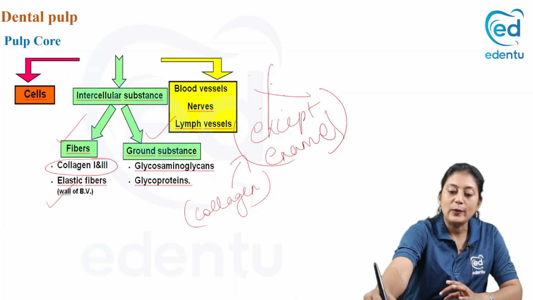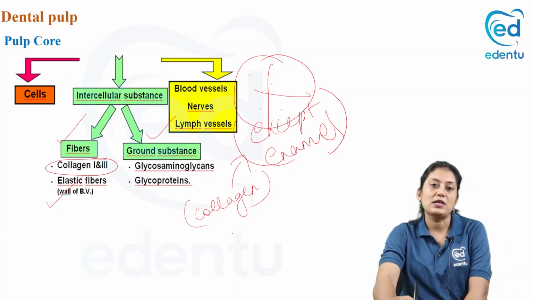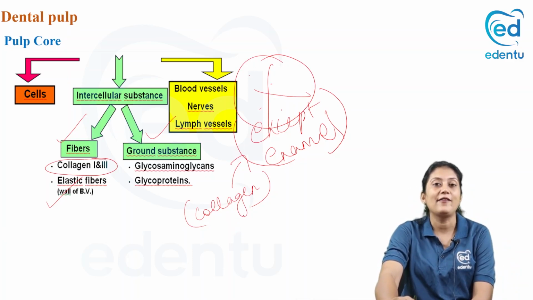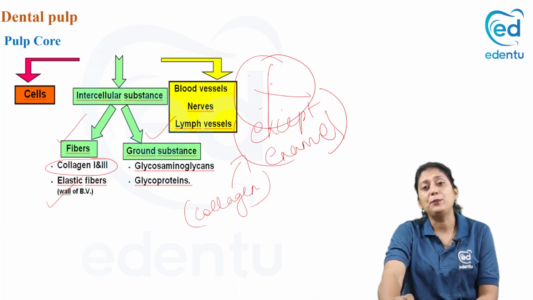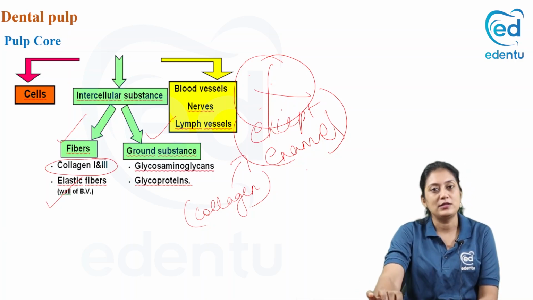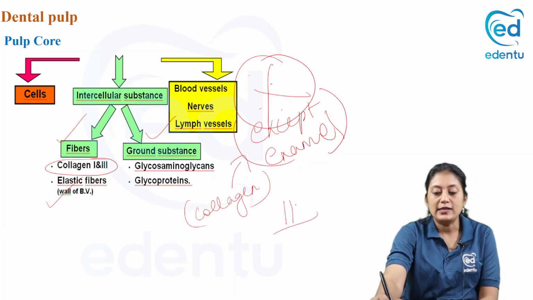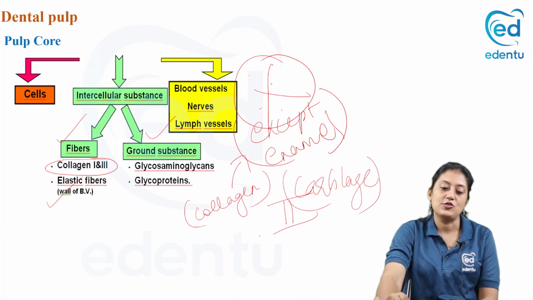This is again a frequently repeated question for you. Which of the hard tissues or which of the tissues associated with the tooth does not have collagen? The answer is enamel. So where do you see type 2 collagen? I said type 1 and 3 are predominantly seen in all these tissues. Where is type 2 seen? Type 2 is mainly seen in cartilage. So this is important. Type 2 is seen in cartilage.